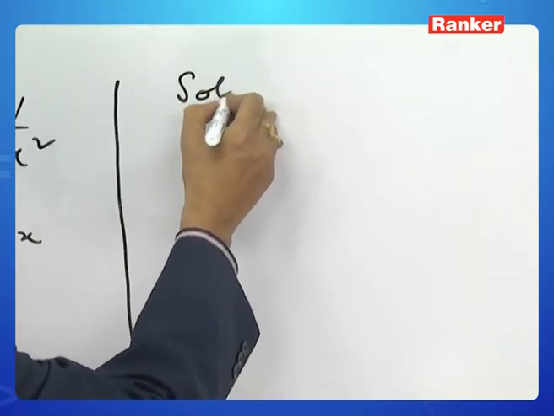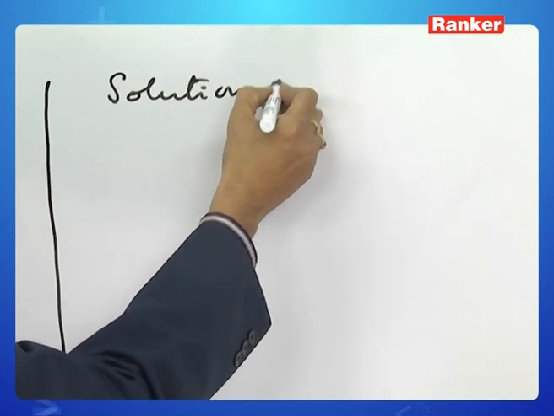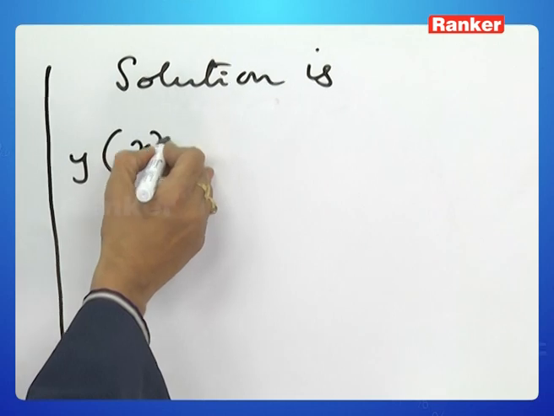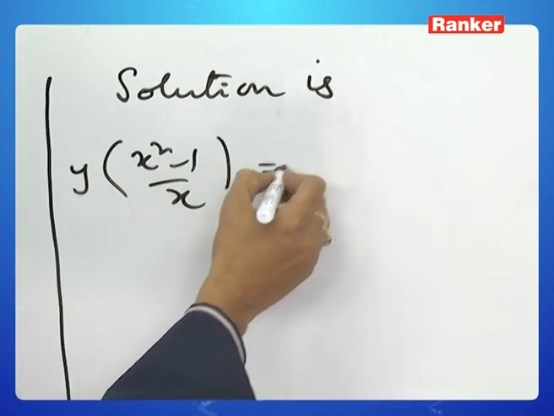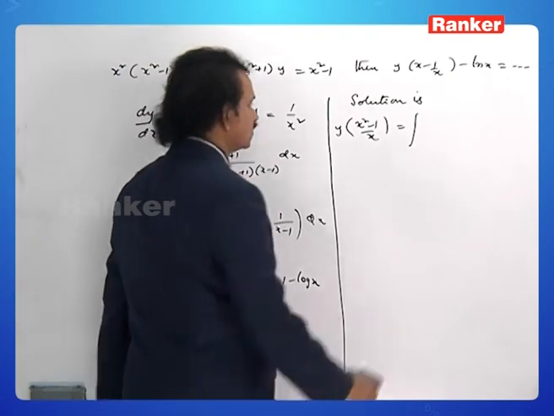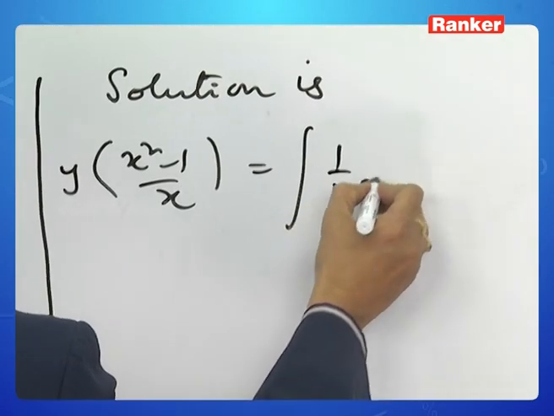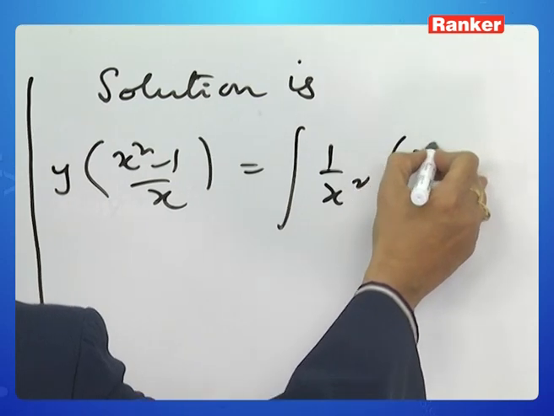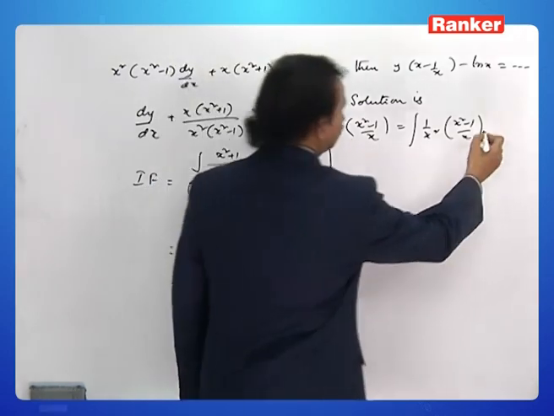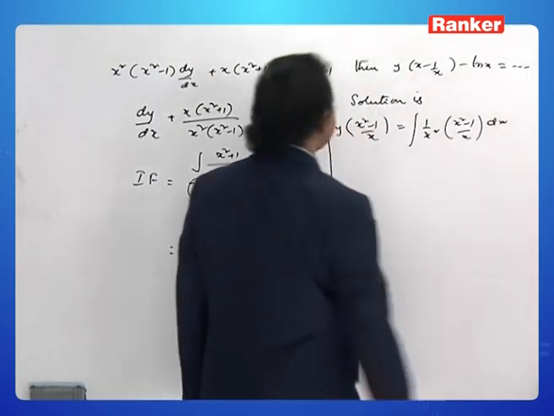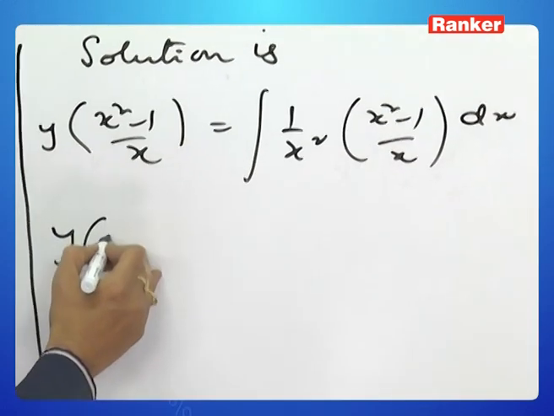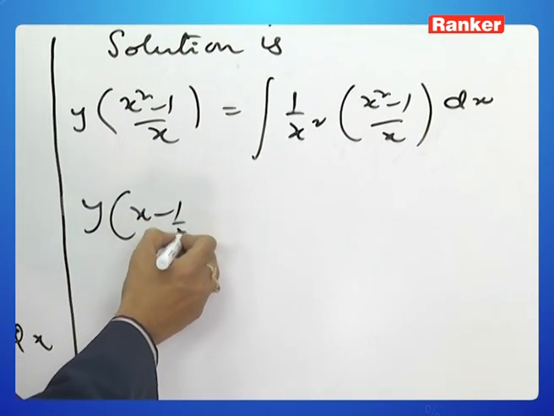Solution is y into IF, x square minus 1 by x, is equal to integral of q. What is q? 1 by x square, isn't it? 1 by x square into x square minus 1 by x dx. Good. y into x square by x is x minus 1 by x.